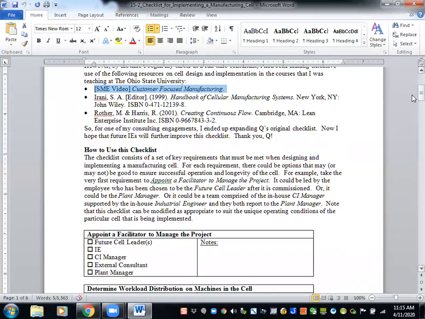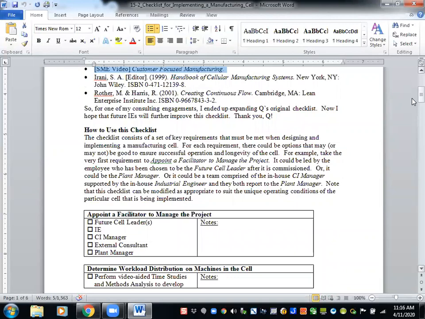It could be led by the employee who has been chosen to be the future cell leader after it is commissioned, or it could be the plant manager, or it could be a team comprised of the in-house continuous improvement manager supported by the in-house industrial engineer, and they both report to the plant manager. That's been the way that I had worked when I was at Herbigger. And again, note that this checklist can be modified as appropriate to suit the unique operating conditions of the particular cell that is being implemented.